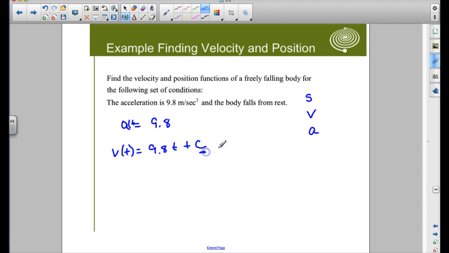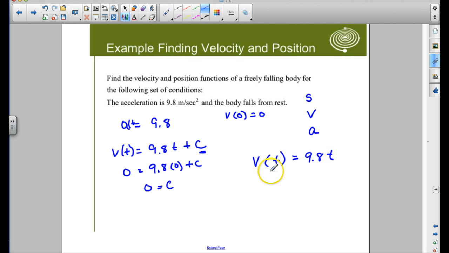Now we need to know what c is. The body falls from rest, which means my initial velocity is 0. So v of 0 is 0. So 0 is equal to 9.8 times 0 plus c. So c is equal to 0. So my velocity at t is 9.8 t. There's my velocity formula. Now we have to find the position formula.